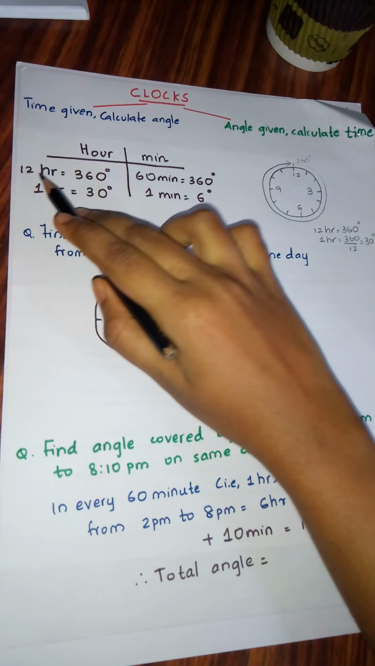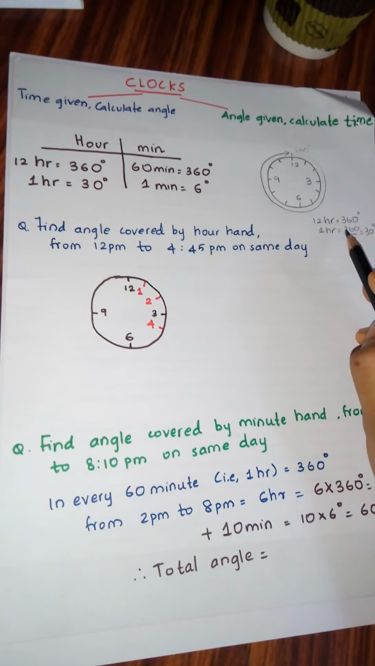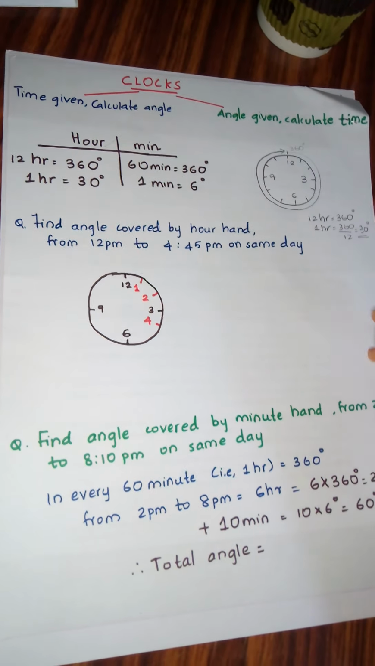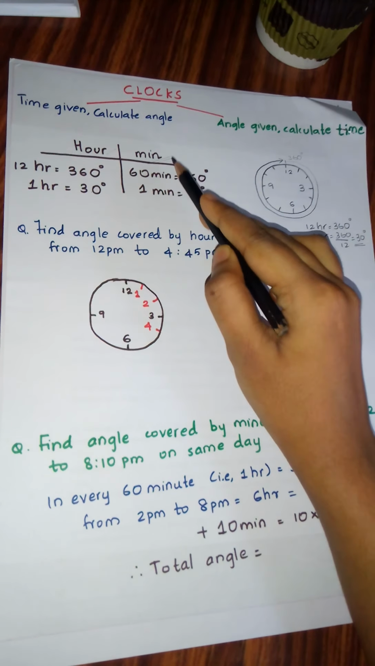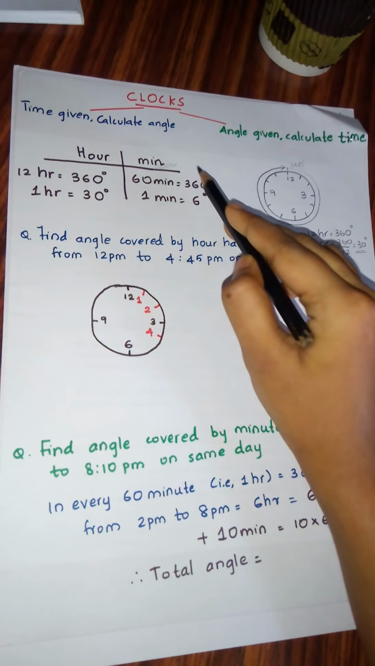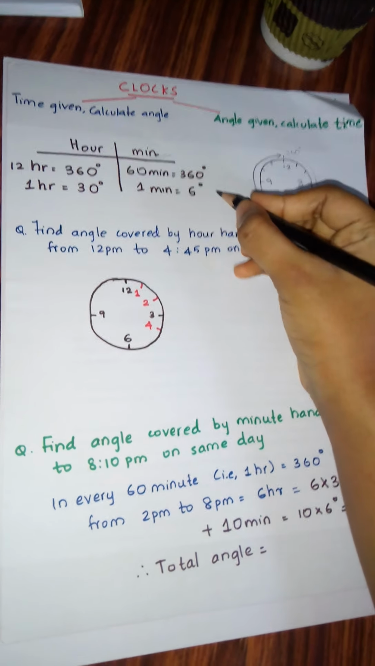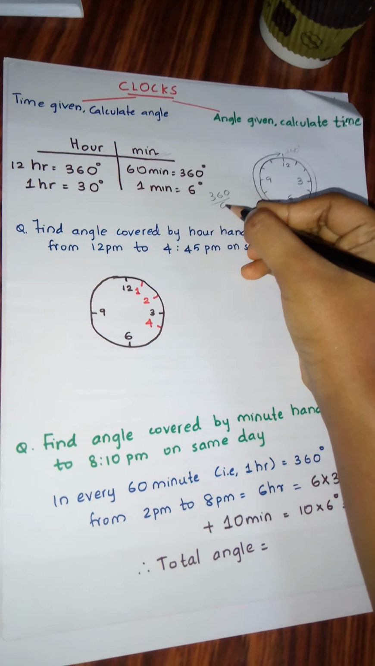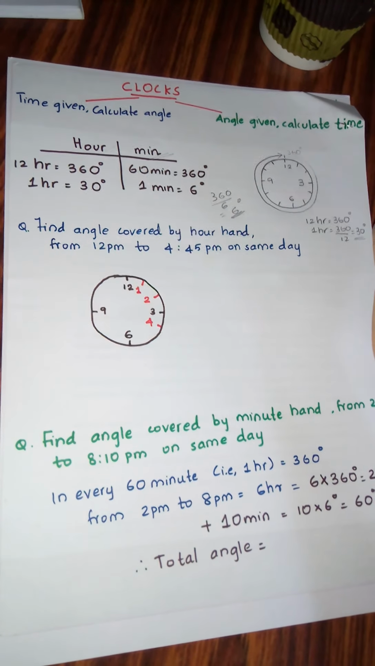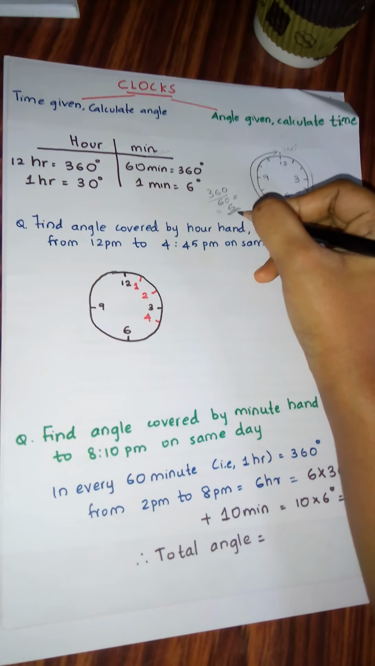And so in 12 hours, if it is 360 degree, in 1 hour what will it be? It will be 360 degree divided by 12, that is equal to 30 degree. Similarly, in case of minute hand, when 60 minutes is completed, the angle swept by the minute hand is equal to 360 degree. So in 1 minute, it will be 360 divided by 60, which is equal to 6 degree.